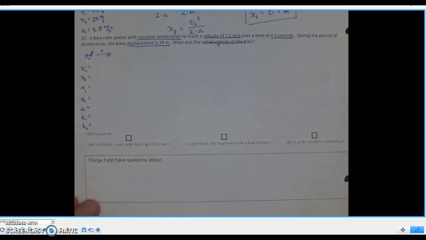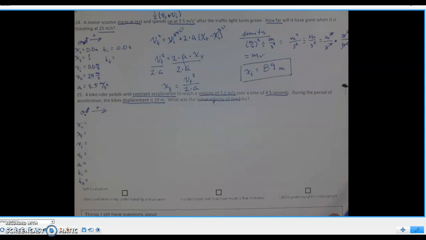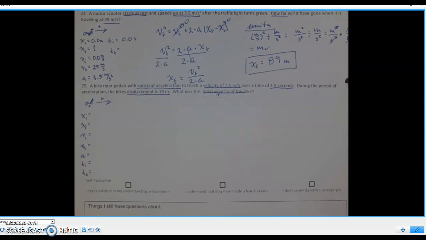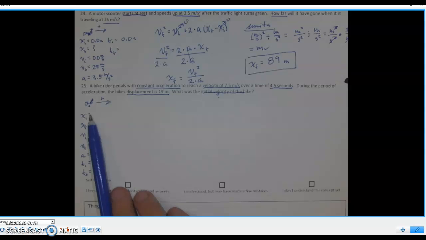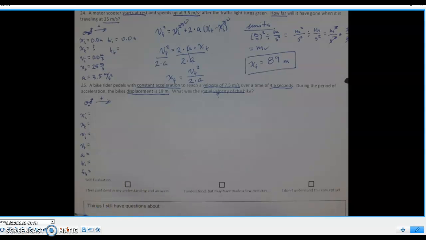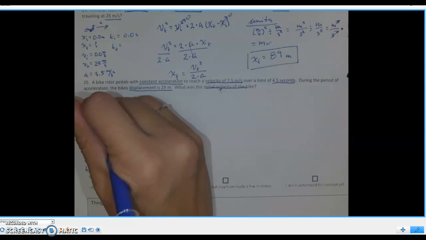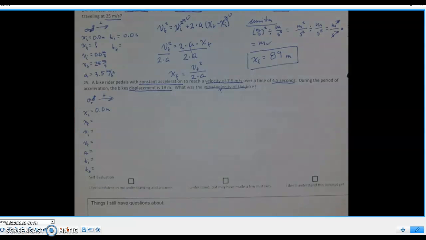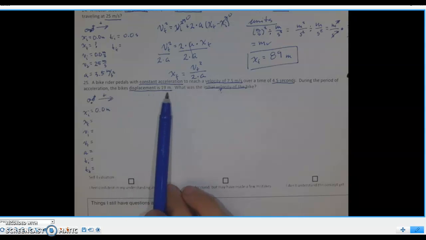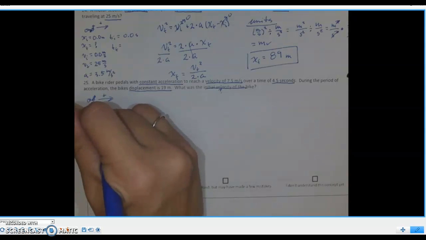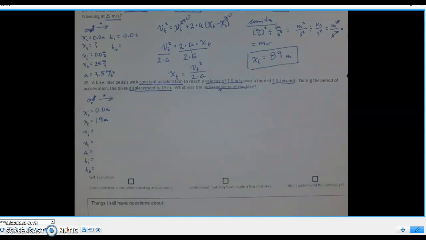Okay? It's important that we think through when we make this list, because what if I didn't think about x initial and then I'm trying to pick an equation and I go, wait, there's not one that I can use because I don't know x initial. But you do. You've drawn a picture and we established an origin, and then that indicates to us, oh, I am starting at 0 meters away from my origin. Okay. Well, x final, let's see if we have that info. Oh, the bike's displacement is 19 meters, so when it ends, it's 19 meters away from its origin.